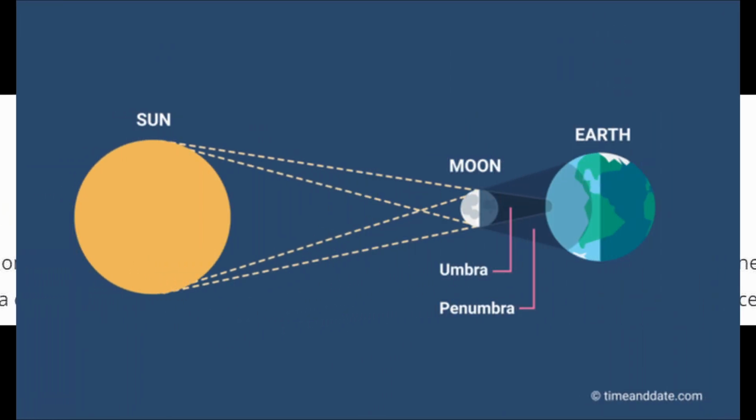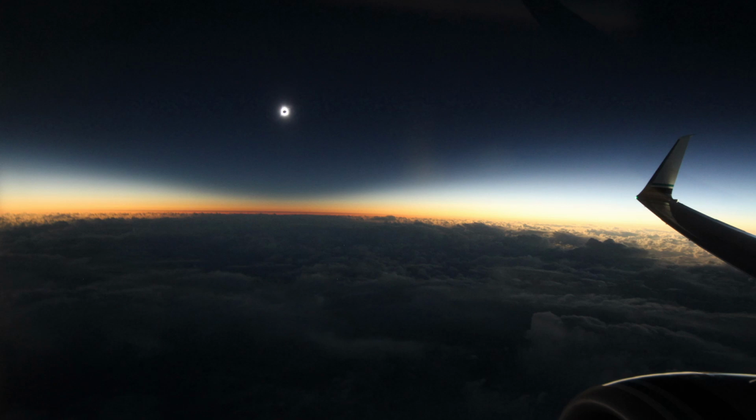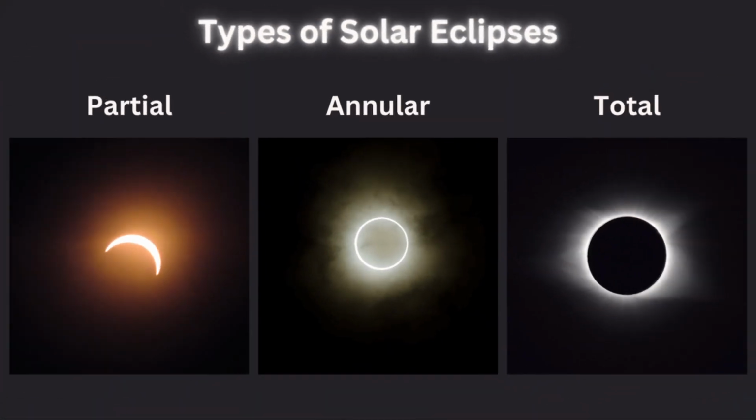A solar eclipse happens when the moon is positioned between the sun and the earth, casting a shadow over Earth. A solar eclipse typically occurs once to twice a year somewhere on Earth, and takes around 400 years for it to happen in the same place twice. There are three types of solar eclipses: total, annular, and partial.